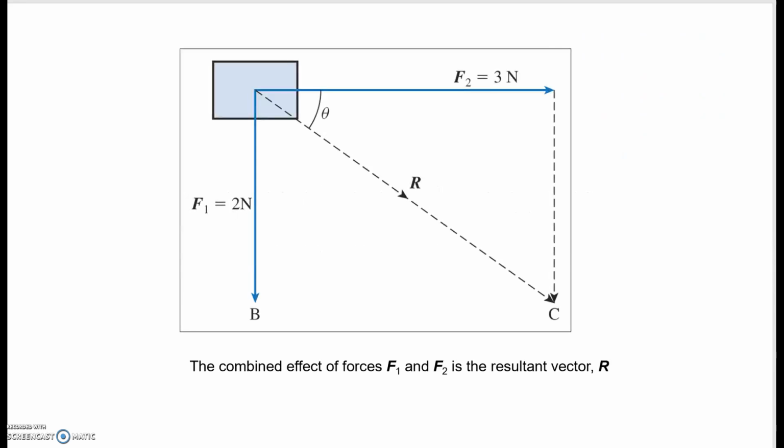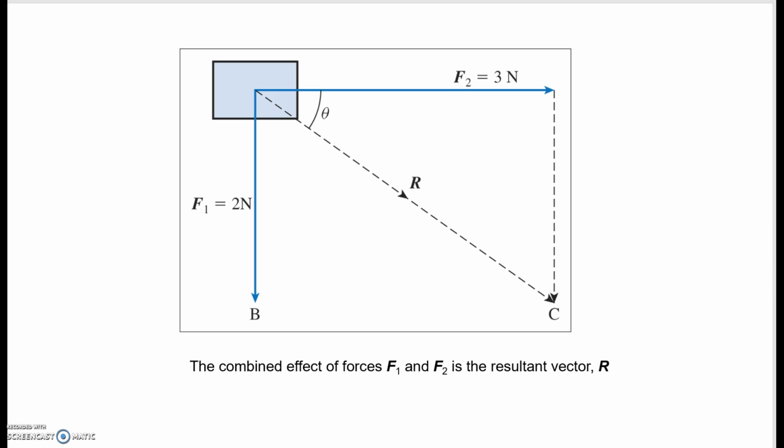Just to refresh first on the addition of two vectors, and this perhaps goes into a little bit more detail than we did before, except that it's still the same thing. We're still looking to find the resultant vector of F1 and F2 in this case. So we've got F1 as being 2 newtons vertically down and F2 is 3 newtons horizontally above.